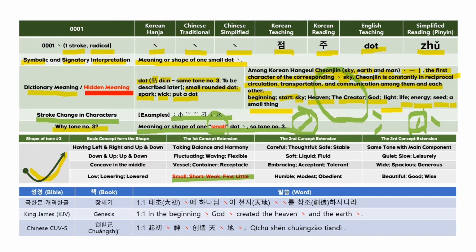So this is my first time to lecture in English, but I will continually upload every day, so you can learn Chinese characters and Korean Hanja at the same time, with Chinese characters pronunciation and Korean pronunciation as well.